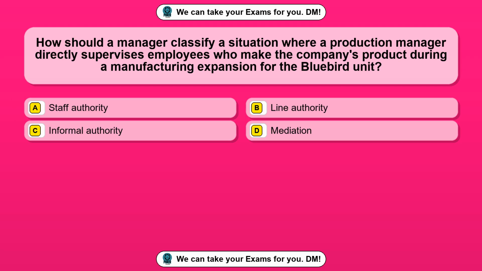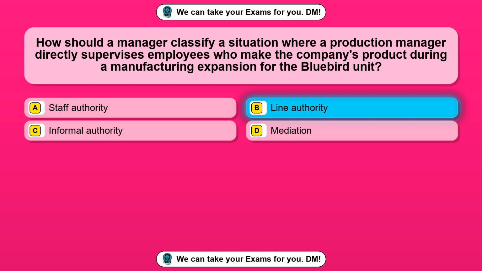Question 4. How should a manager classify a situation where a production manager directly supervises employees who make the company's product during a manufacturing expansion for the Bluebird unit? Option A. Staff authority. Option B. Line authority. Option C. Informal authority. Option D. Mediation. The correct answer is option B.